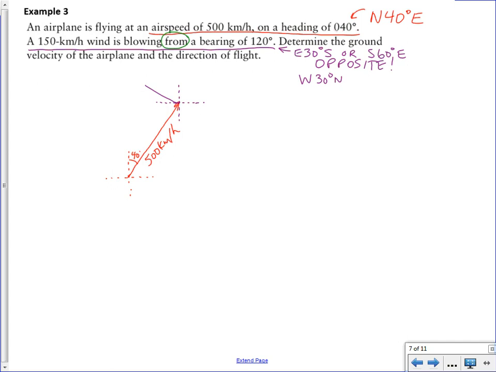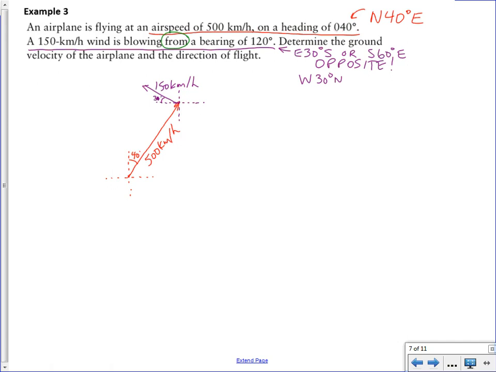So 150 is around like 40, you know, like it's 500. You want the red to be 500. 150 is less than half, like 250 is half. So it's got to be quite small, okay? And so I'm going to just leave it there, and I'm going to call this 150 kilometers per hour. And I'm going to put my 30 degrees right there. There's a 30-degree angle right there.